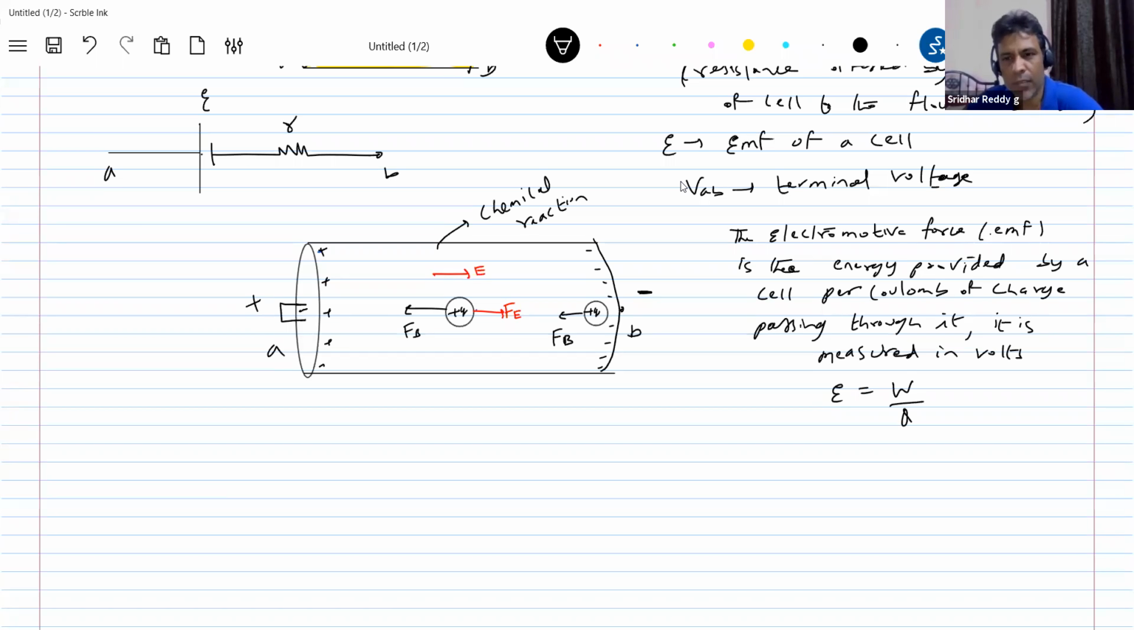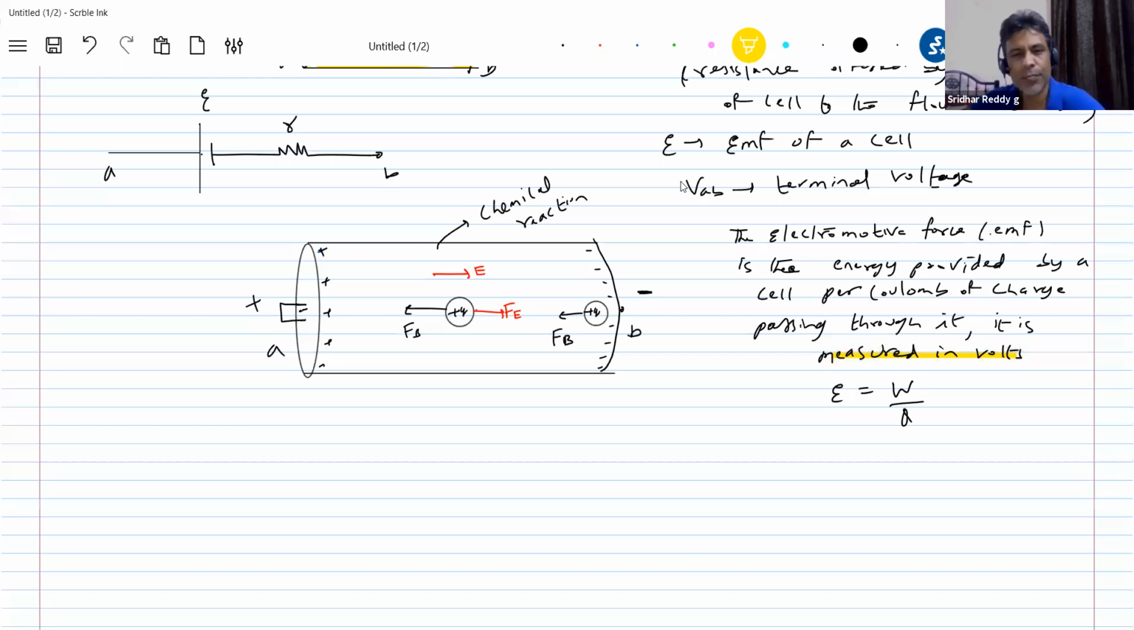Why should the unit be volt? Work done per unit charge. Work done per unit test charge in moving it from infinity to that point slowly is called potential, no? Therefore, the unit for EMF will become volt. I'm highlighting it here because of this definition.